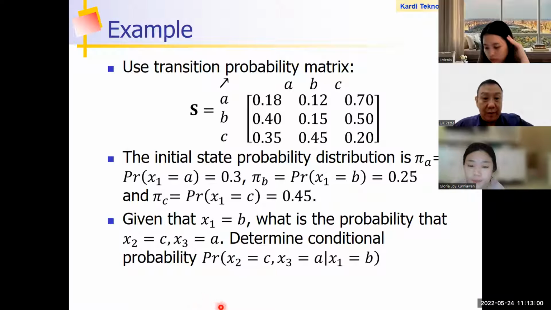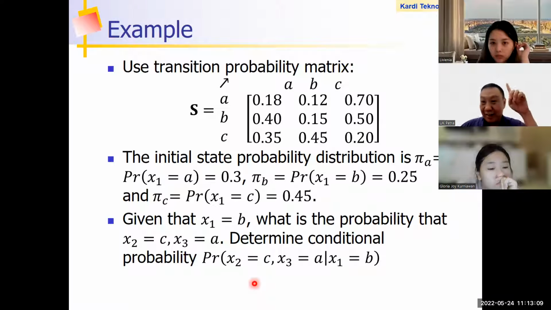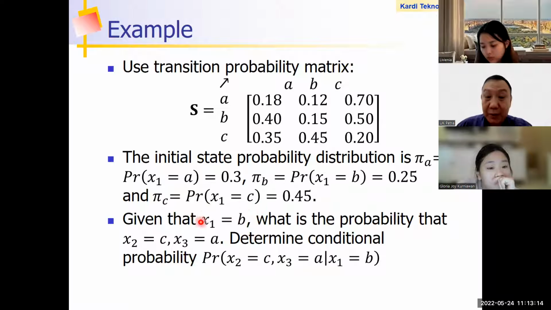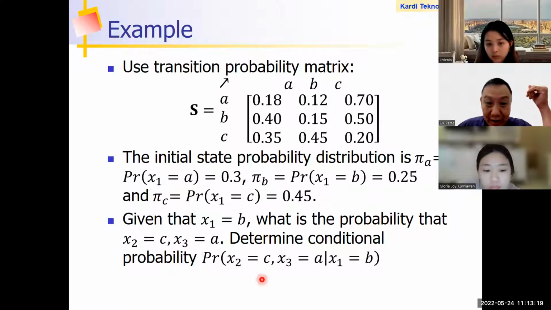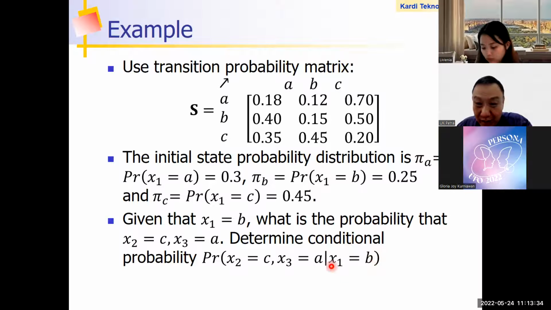Okay, so how about this? This is exactly the same as earlier, but the difference is this. Given that x1 is already given, is B. What is the probability that x2 will be C and x3 will be A? What's the difference? The difference is now I keep that x1 is already B.